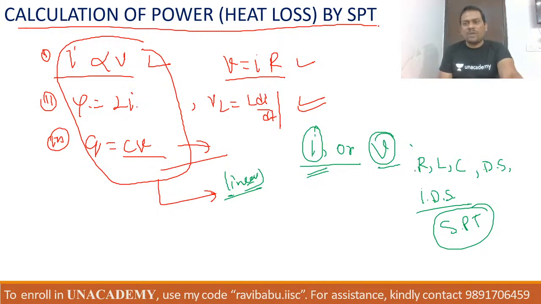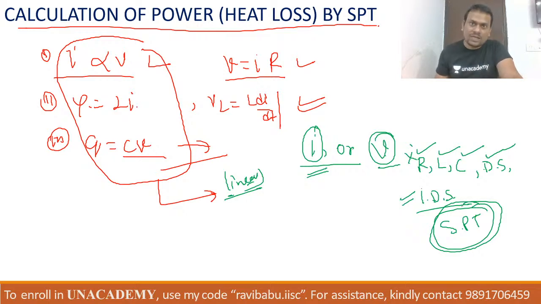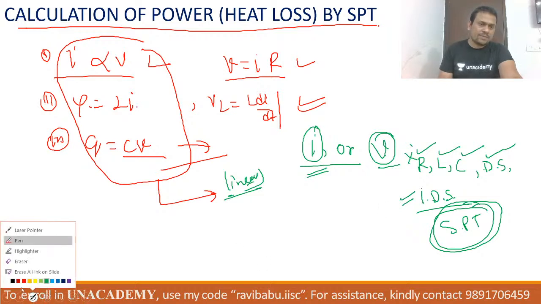Are you getting my point beta? We can calculate beta current or voltage of resistive element, inductor element, capacitor element, dependent sources, independent sources by superposition theorem. We don't have any restriction. Okay? Here beta, I want to tell you one more thing.